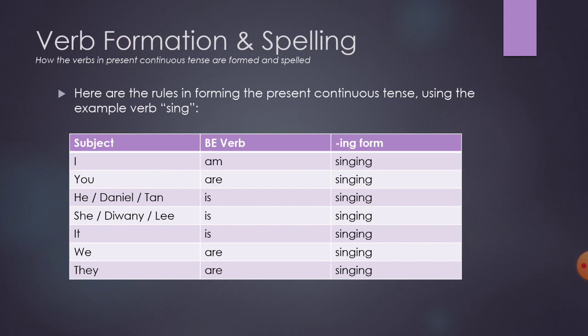And the last be verb for present continuous tense is is, which is used for singular subjects. Example there, he is, Daniel is, Tan is singing. She is singing, Diwani is singing, Lee is singing. But if Daniel and Diwani, it will become plural because Daniel and Diwani are 2 persons, which is plural. So it becomes Daniel and Diwani are singing. Right?